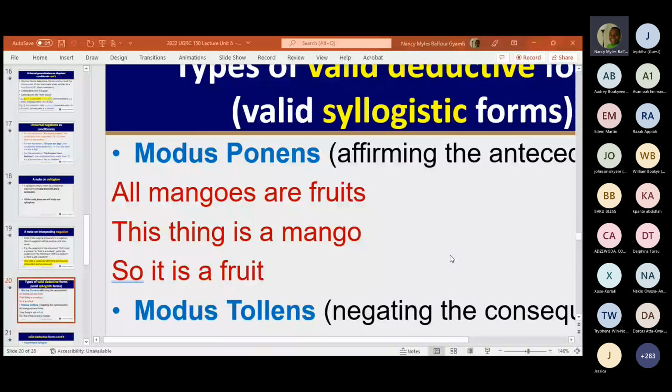What is the antecedent, please? I want a chorus answer. You do not study. You do not study. So we know our antecedent. What is the consequent?